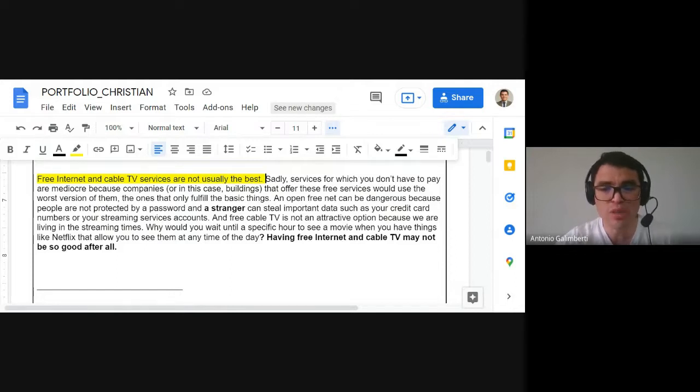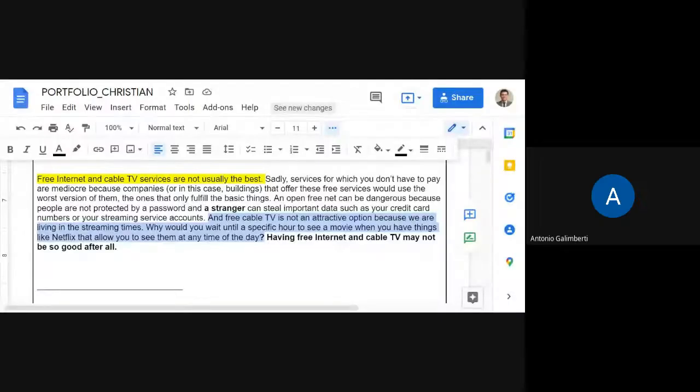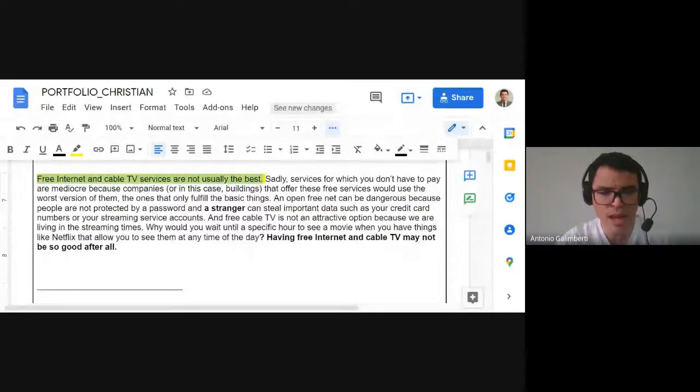An open free net can be dangerous because people are not protected by a password, and a stranger can steal important data such as your credit card numbers or your streaming service accounts, right? And free cable TV is not an attractive option because we're living in the streaming times. Why would you wait until that topic sentence? And then he's reaching a conclusion saying having free internet and cable TV may not be so good after all.